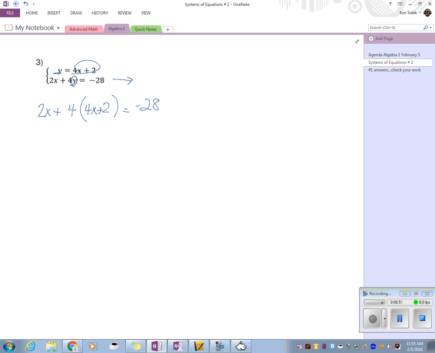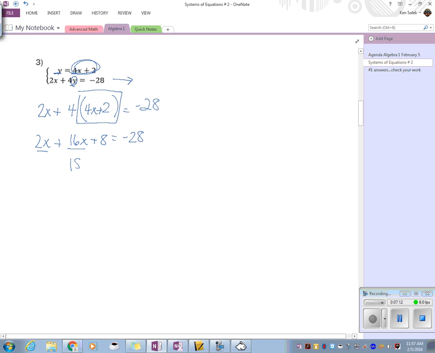So distribute the 4. Plus 4 times 4 is 16. And 4 times 2 is 8. So like terms, 2x and 16x, that gives me 18x. Subtract 8 from both sides. 18x equals negative 36. So x is negative 2.